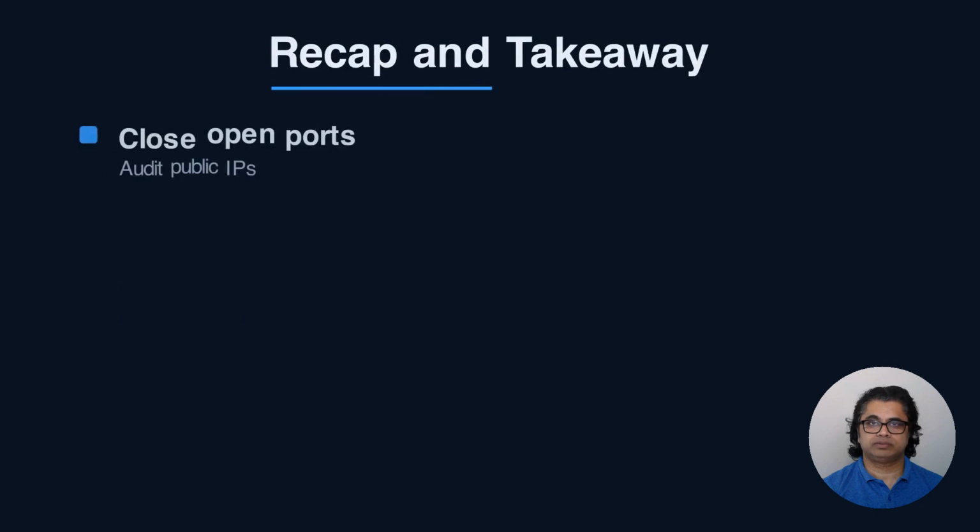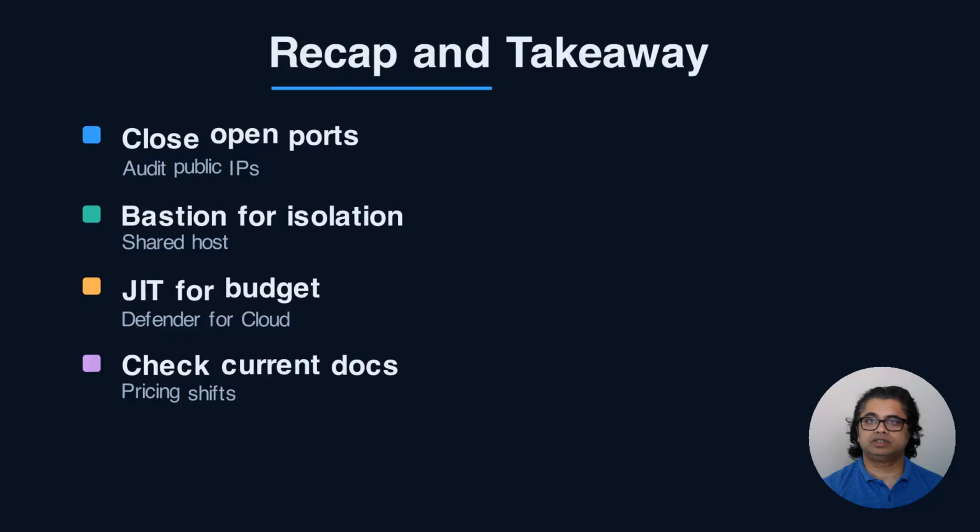So here's the framework. Never put bare RDP or SSH on the public internet. If you need zero public IPs and clean, audited browser access for a fleet, deploy one shared Azure Bastion host, standard tier when you want session recording and scale. If cost matters more and you already run Defender for Cloud, use just-in-time access. If you have a VPN, lean on it. Your one concrete action today, audit your subscription for any VM with a public IP and an open management port and close it. Then pick the access pattern that fits your reach, audit, and budget needs, and verify the latest tiers and pricing in the Azure docs.